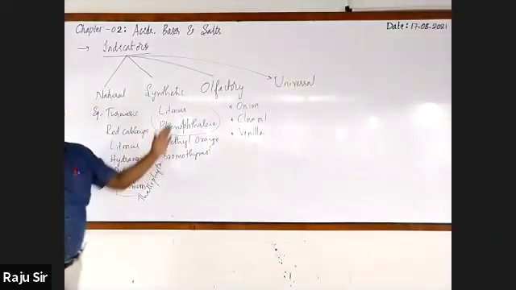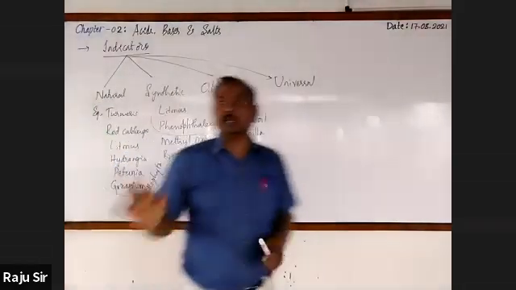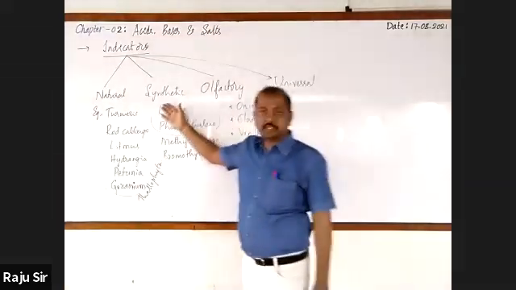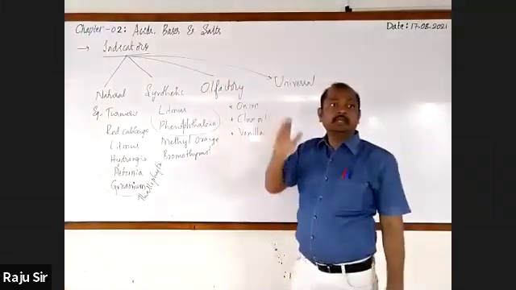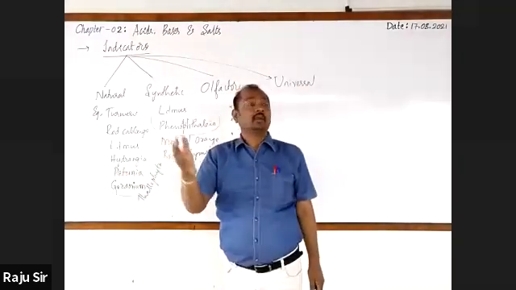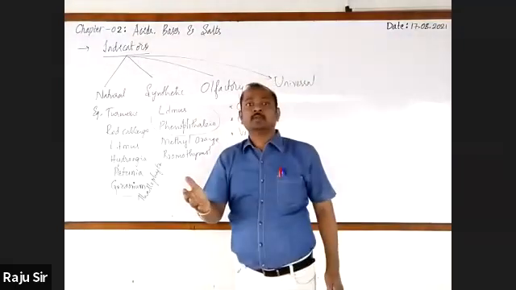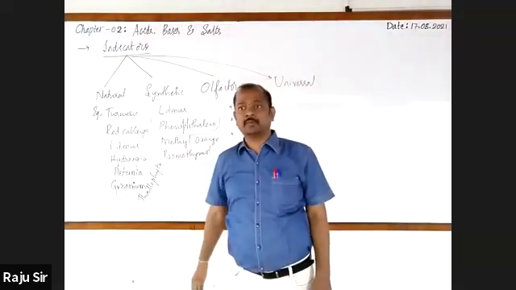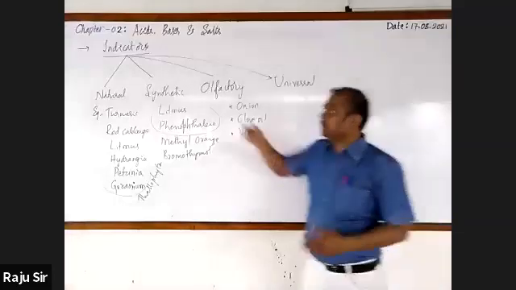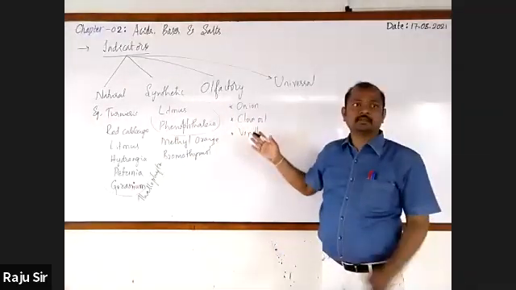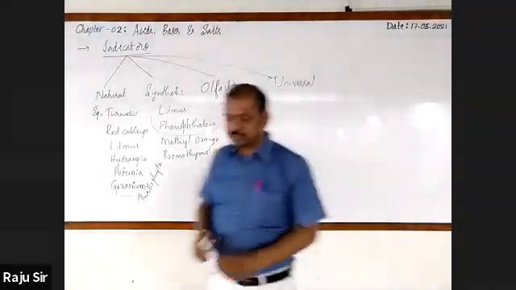So these are four types of indicators. First one is natural, the indicators that are available in nature. Next, synthetic, the indicators that are prepared in the laboratory. Olfactory, the indicators which change their odor in acids and bases. Universal, a mixture of many indicators which tells us the strength of an acid or base. Followed? Now let us see how we can use these indicators to know whether the given compound is acid or base.